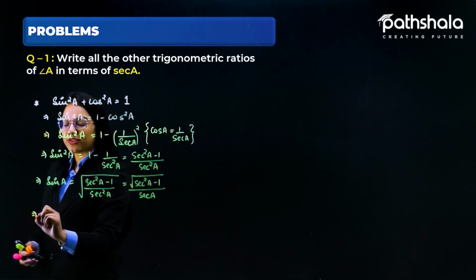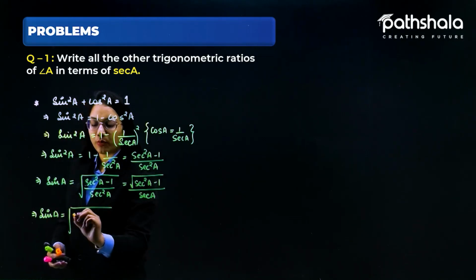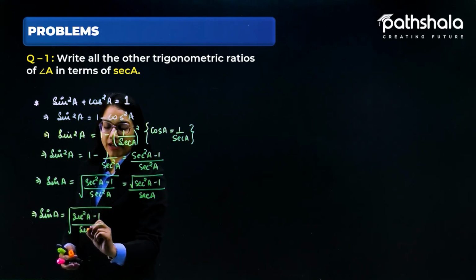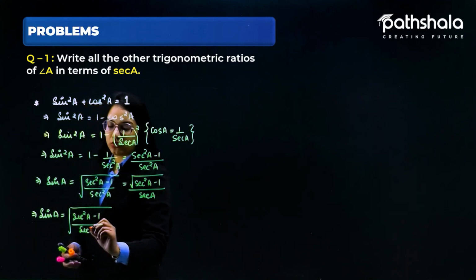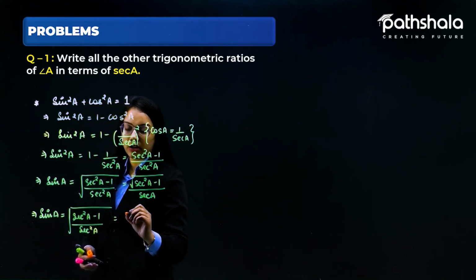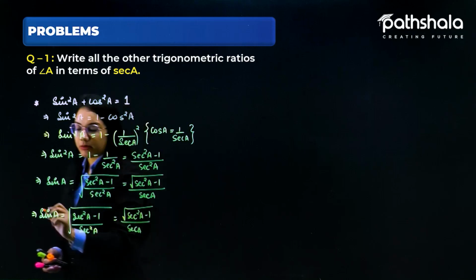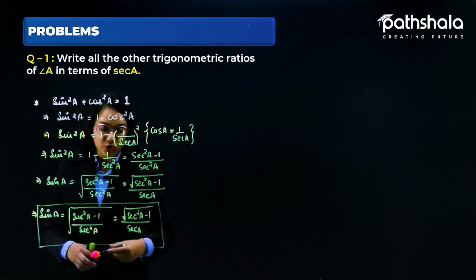So you can see here that sine of A is coming out in the form of secant A only. Let me write it again. This is equal to the square root of secant square A minus 1 divided by secant of A. So this is my first conversion, in which I have converted sine of A into the form of secant of A.